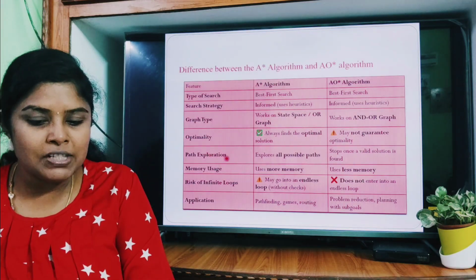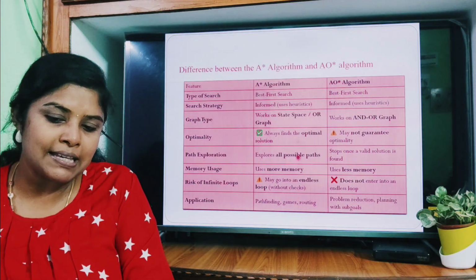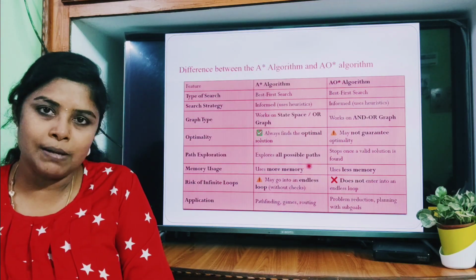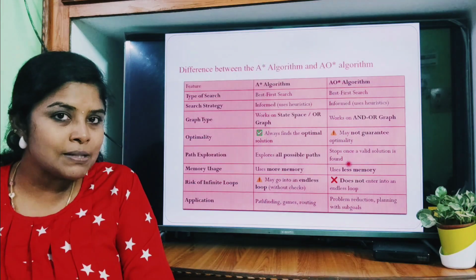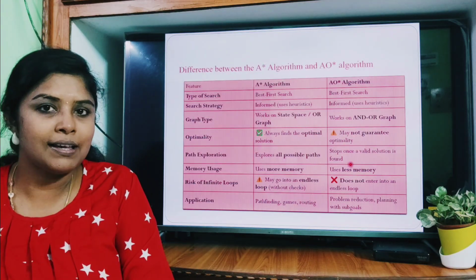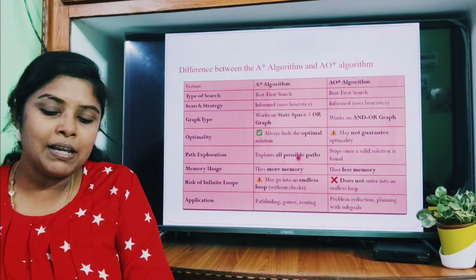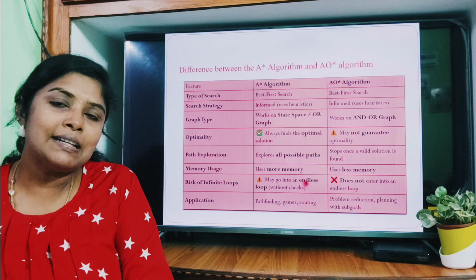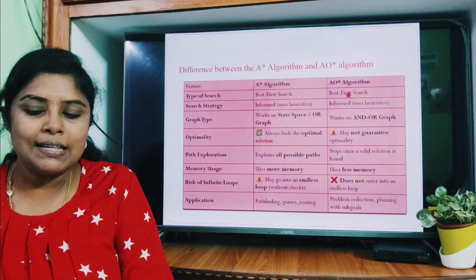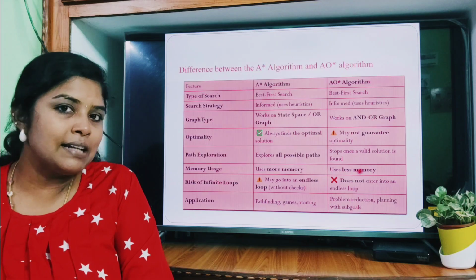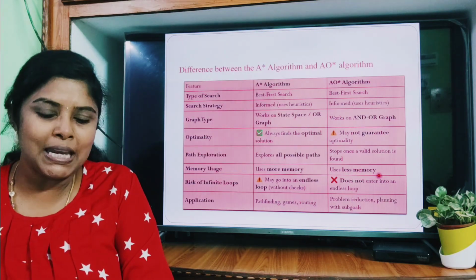Coming to the next one, which is path exploration. In A star, it will explore all the possible paths, whereas the AO star algorithm will stop exploring once a valid solution is found. Coming to the memory usage, in A star, memory usage is more because it needs to store the information about each and every visited node, whereas in AO star, since it does not explore all the nodes, the memory consumption is also minimal.